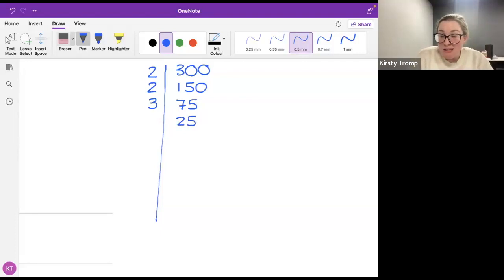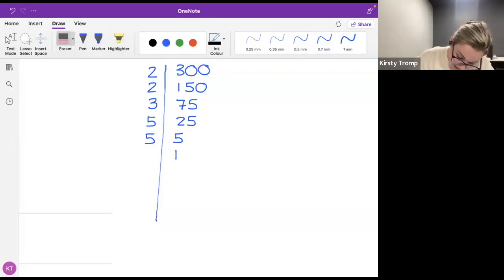Can 3 go into 25? No, it can't. What's the next prime factor? The next prime factor is 5. 25 divided by 5 gives me 5, right? Can 5 go into 5? Yes, it can. And 5 divided by 5 gives me 1.